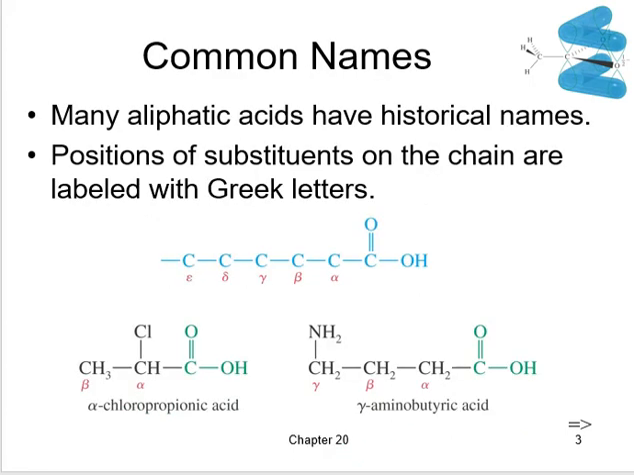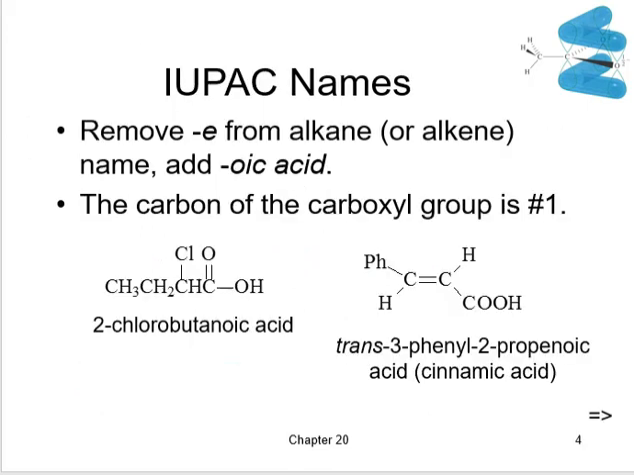Common names. Many aliphatic acids have historical names. Positions of substituents on the chain are labeled with Greek letters like alpha, beta, gamma, delta, epsilon, etc. For example, this is alpha-chloropropionic acid, and gamma-aminobutyric acid.